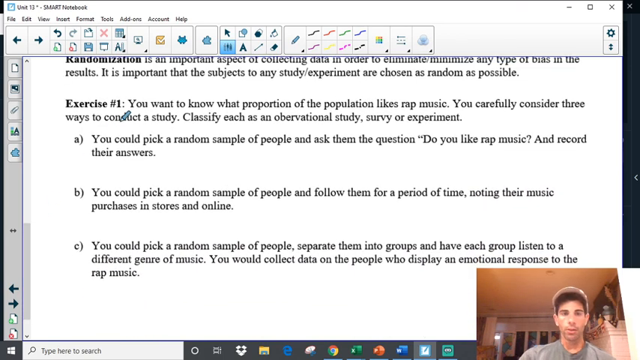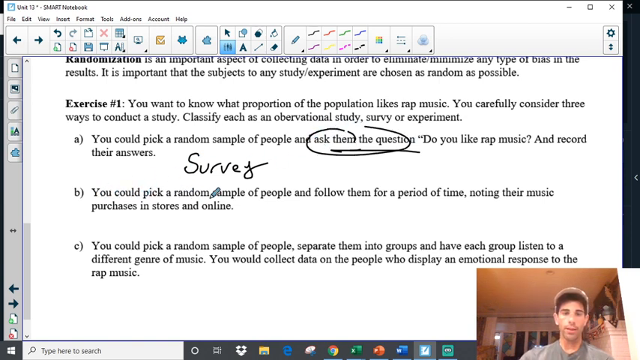So you want to know the proportion of the population that likes rap music, and carefully consider 3 ways to conduct a study. Classify each as an observational study, survey, or experiment. So you're going to read each one and decide which of the 3 it could be. So the first one, you could make a random sample of people and ask them the question, do you like rap music? And record their answer. So that would be a survey, because you're asking them a specific question.